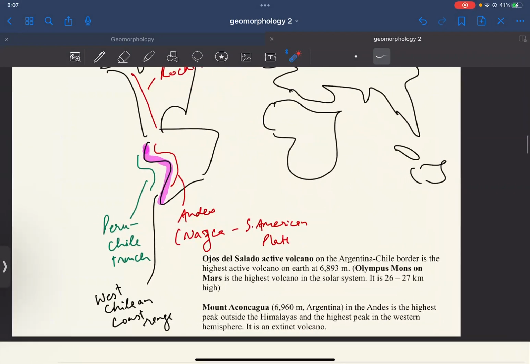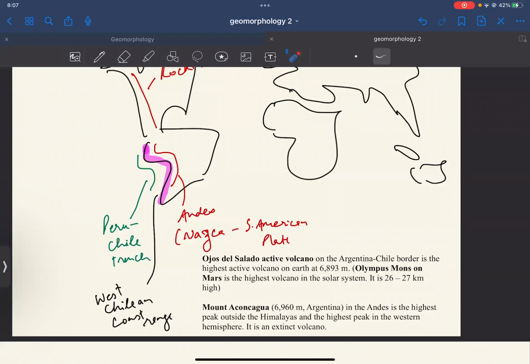In case of Argentina, Chile border, or along these Andes only, we have an active volcano which is known as Ojos del Salado. It is the highest active volcano because it is present at highest height, over 6893 meter. Otherwise, in the whole solar system, the highest volcano that we have found is Olympus Mons on Mars. All right. Then we know the highest peak is Mount Everest.